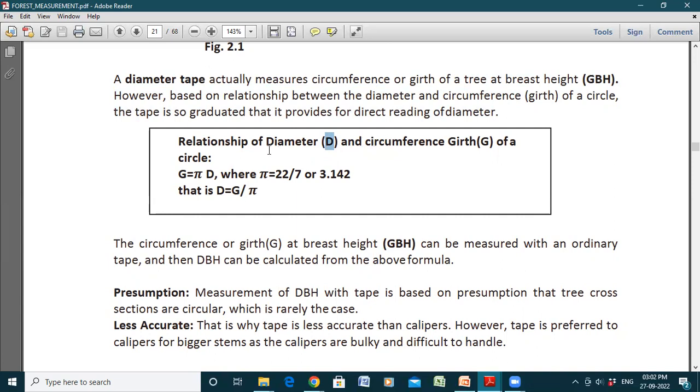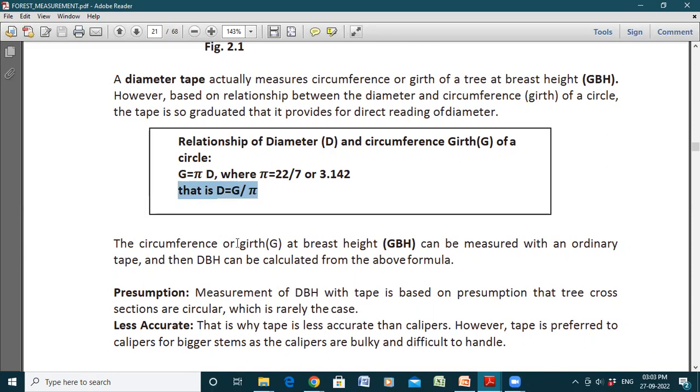Now, what will be the relation? The relation is circumference, girth, is equal to pi into D. That is, Z is equal to pi into D. And we all know pi is 22 divided by 7, that is 3.142. From this, Z is equal to pi D, girth is equal to pi into diameter, so diameter D is equal to Z by pi.